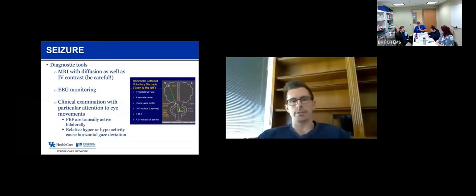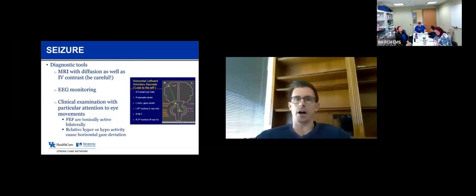So specifically with respect to eye movements, this is a question I ask a lot about on acute stroke call when we're seeing patients and trying to make this distinction between stroke and seizure. This diagram over here on the right side of the slide, I'm not going to go into painful detail, but basically our eye movements, our voluntary horizontal eye movements, are controlled by a part of the brain called the frontal eye field, and there's a right and left frontal eye field.